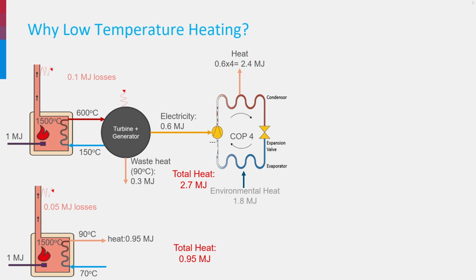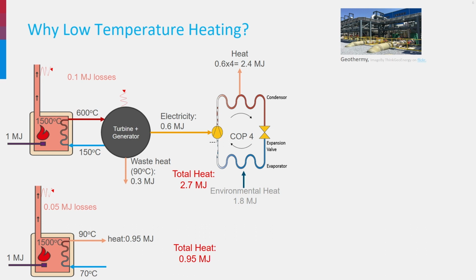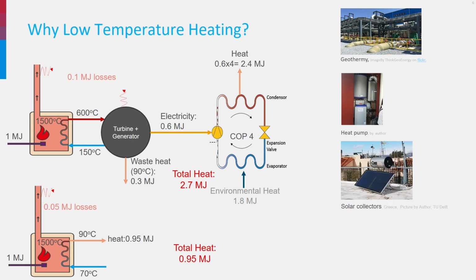Another reason to prefer low-temperature heating is that many renewable-based heat supply systems have a low temperature. Geothermal energy in the Netherlands has a temperature about 70 degrees. Most heat pumps cannot deliver heat above 50 degrees without losing a lot of efficiency. Solar collectors achieve only a limited temperature of 50-60 degrees. Storage of heat in the ground, like in aquifer thermal energy storage, is at very low temperature, around 20 degrees.